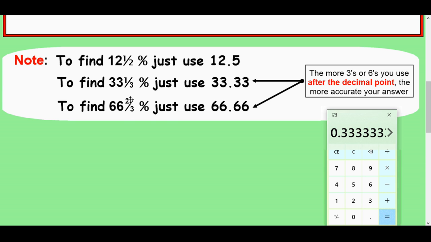Again, 66 2/3. If you type 2/3 into a calculator, 2 divided by 3, what you get is 0.66666, loads of 6's after it. So this is just 66.666666. The more 6's you use after the dot, the more accurate your answer will be. So something to note there. Don't put just 0.6. 0.66 is more accurate, or even 0.67 I suppose you could go to.